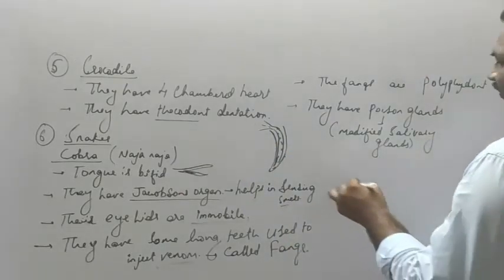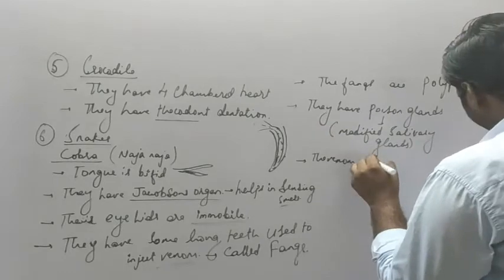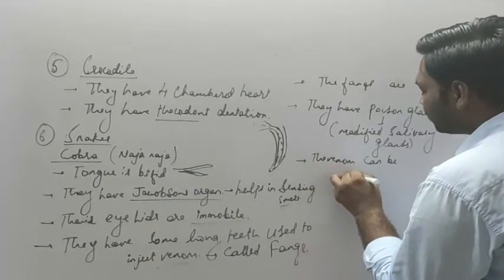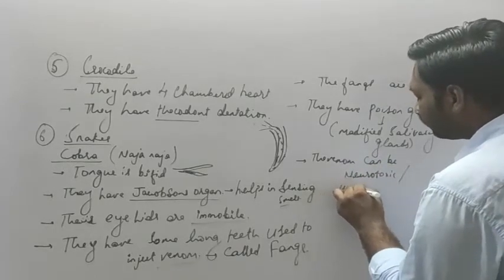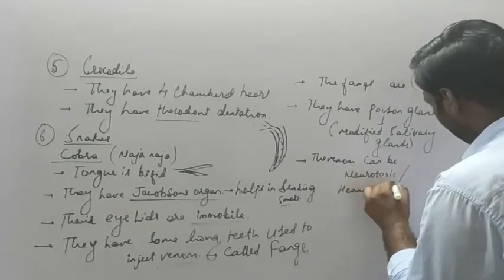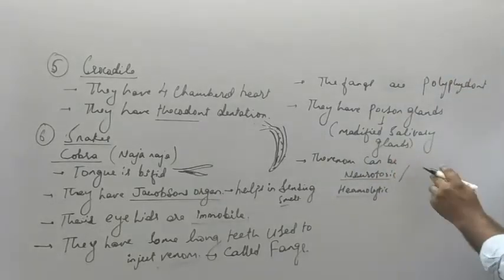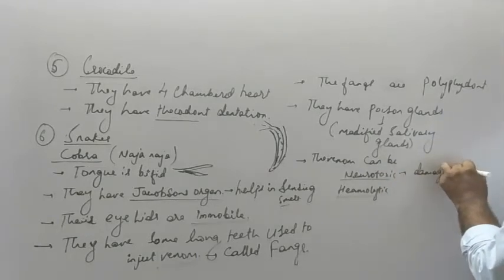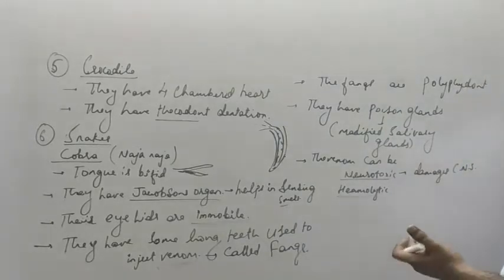Okay, so the venom or the poison can be neurotoxic or hemolytic. So the venom can be of two types. Neurotoxic means what? It damages the central nervous system, and as we know, the central nervous system is the most important part of the body, as it is responsible for regulating various voluntary activities.